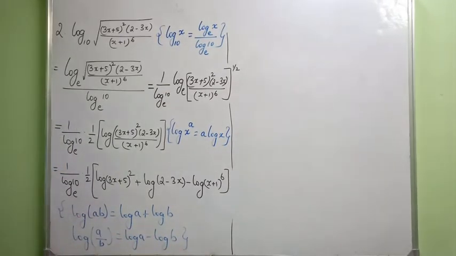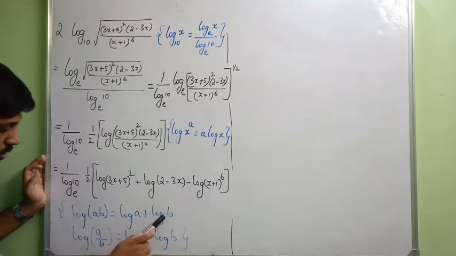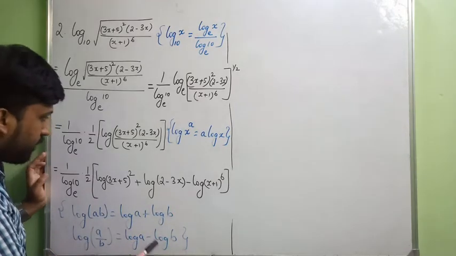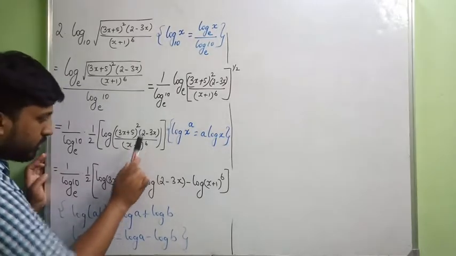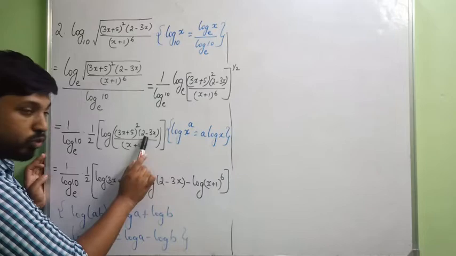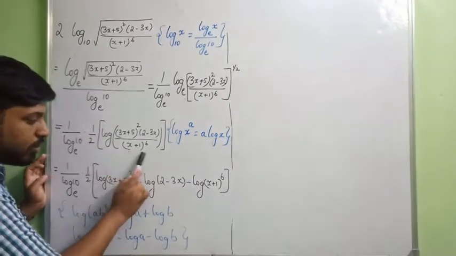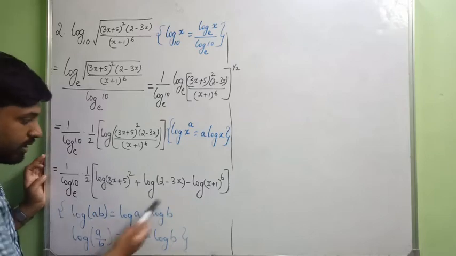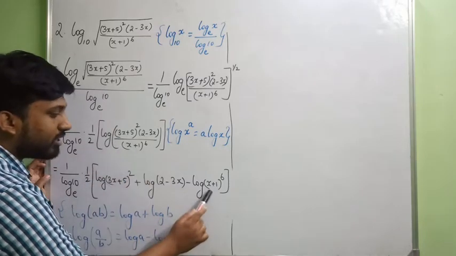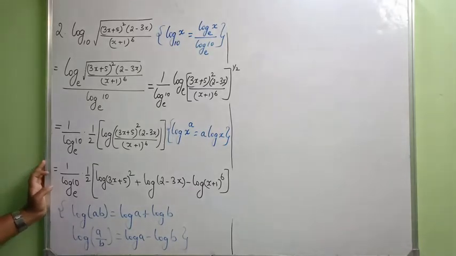So here I have applied the formula. Log of AB is nothing but log A plus log B. Log of A by B is nothing but log A minus log B. Here it was in the product, so I have just added log of 3x plus 5 the whole square plus log of 2 minus 3x, minus. Because it is in the denominator, I will be writing this formula I am applying here, minus log of x plus 1 to the power of 6. I hope you are understanding.